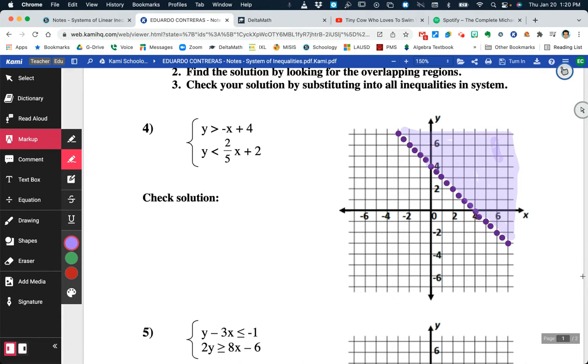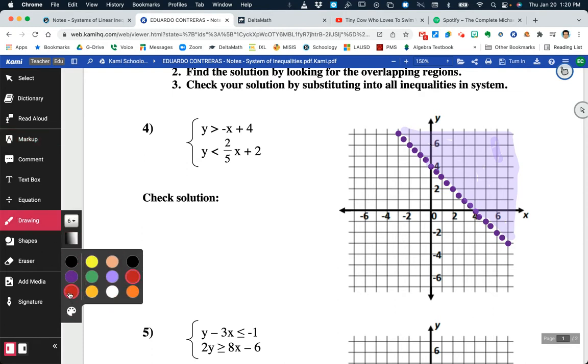Okay, you guys ready to graph the second one? I'm going to choose a different color. This is important. You've got to choose a different color. I'm going to go to drawing, maybe do red.